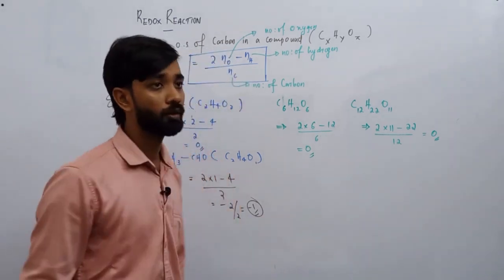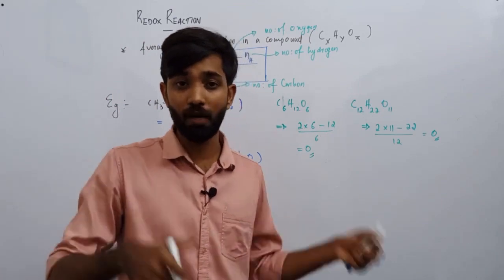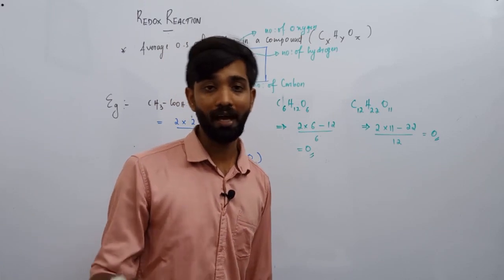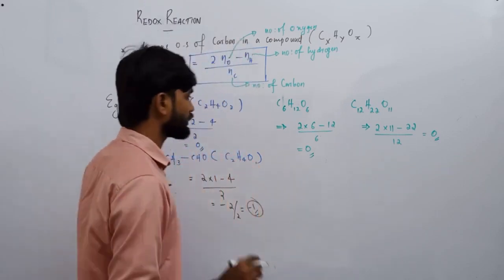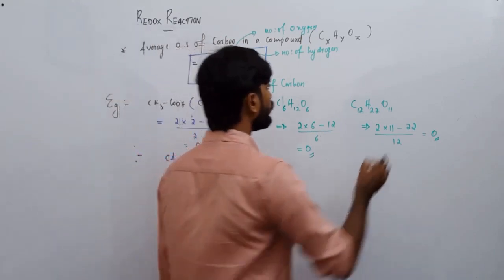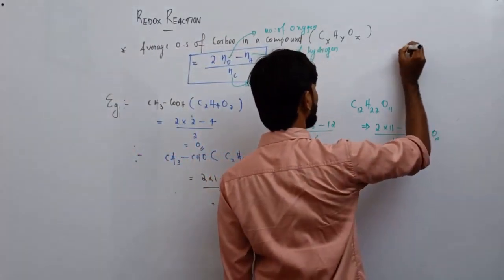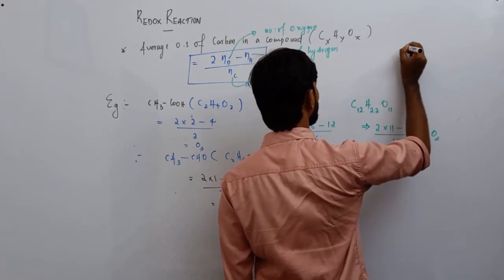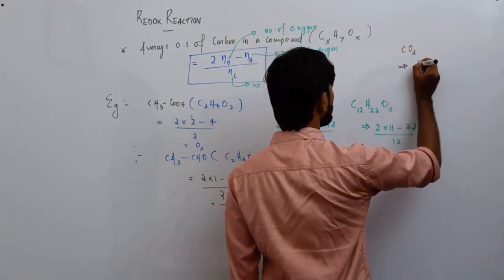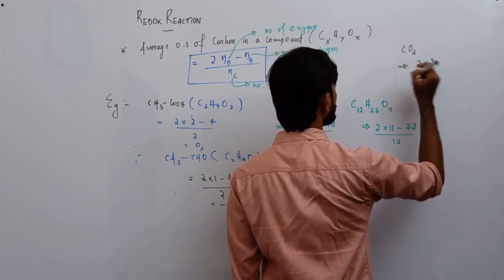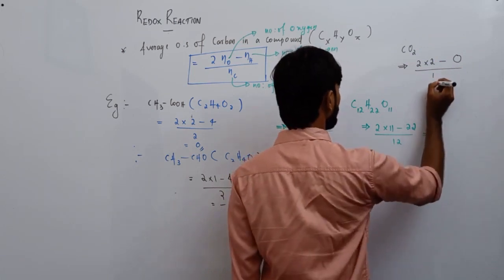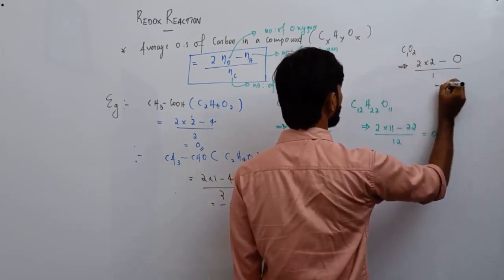It is not necessary that the compound should have carbon, hydrogen and oxygen. It can have carbon and oxygen, or carbon and hydrogen. Carbon and one of oxygen or hydrogen is enough. Wait, we have carbon dioxide. Here there is no hydrogen, right? But we can use the formula. Twice the number of oxygen, 2 into 2, minus number of hydrogen, that is 0 because hydrogen is absent, divided by number of carbon. Carbon is 1, right?